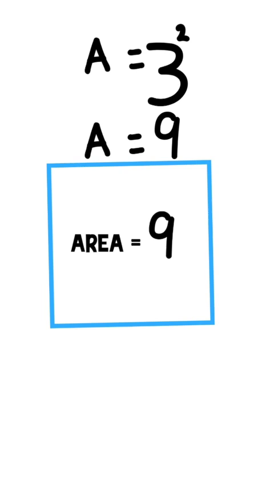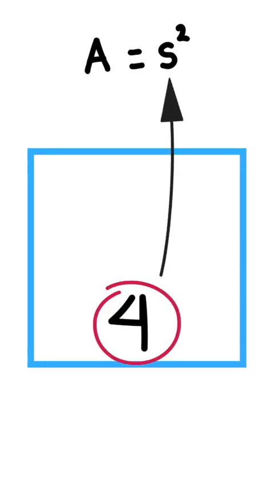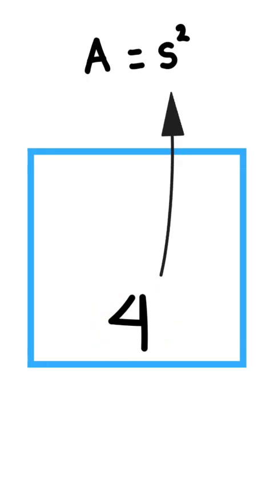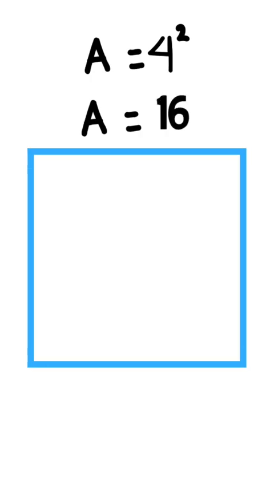Now let's look at the other leg. Its length is 4. So the square on it has a side length of 4. How do we find the area of this square? It's a side squared, so it's times itself. That's right. 4 times 4 is 16.